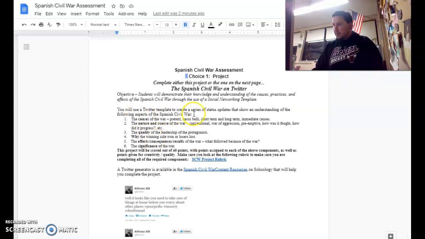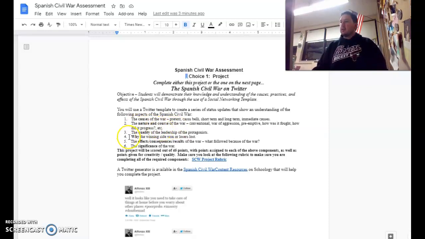The depth of those tweets is important, and here's what needs to be covered. You'll use a Twitter template to create a series of status updates that show an understanding of the following aspects of the Civil War: the causes of it, the pretext, short-term, long-term, immediate causes, in as much depth as you can. Second, the nature and course of the war, how it was fought, how it progressed, parts of it that were conventional, parts that were preemptive, the important battles that we covered or that you read about, that you even saw in the film, all of those things.